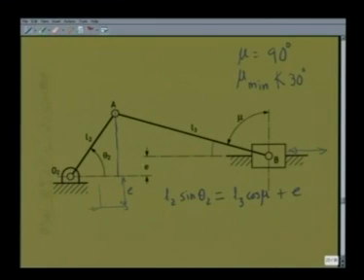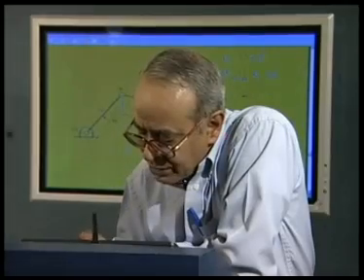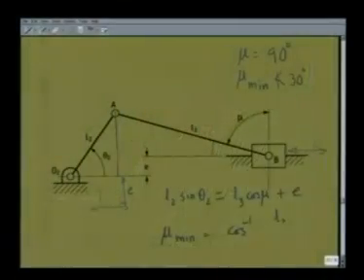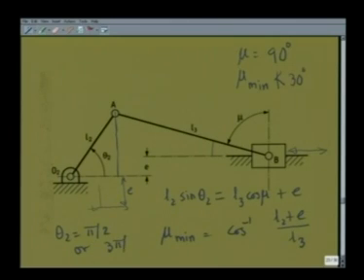Depending on whether E is upward or downward, one can easily find that mu min will be cos inverse of L2 plus E by L3, and that occurs either at theta 2 equal to pi by 2 or 3 pi by 2, depending on the direction of E. This I leave for the students to decipher themselves, and that will add to the understanding.